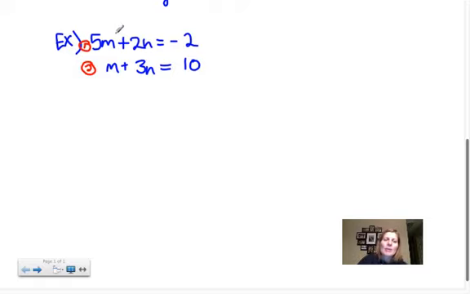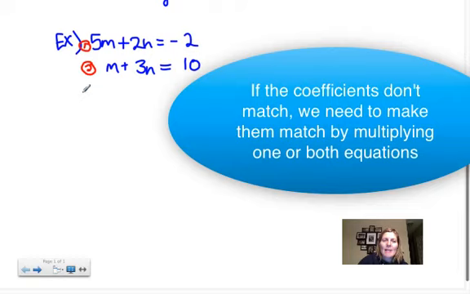Now, I said before we want to decide which one we're going to eliminate, we look at the two variables as they match up. We look at the m's and the n's. Taking a look at the m's, the coefficients don't match up. But taking a look at the n's, the coefficients don't match up there either. So what we need to do is make the coefficients match. And I can do that by multiplying one or both equations by some value that's going to make them match. And as long as I multiply all parts of the equation, I'm not changing what the equation is worth.